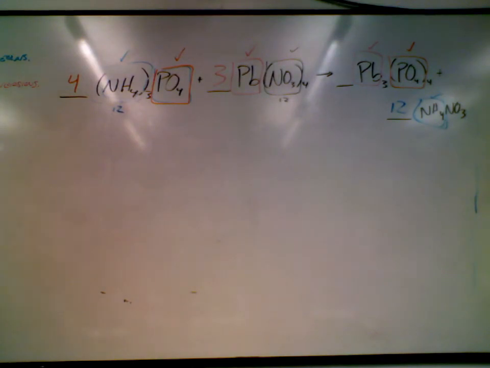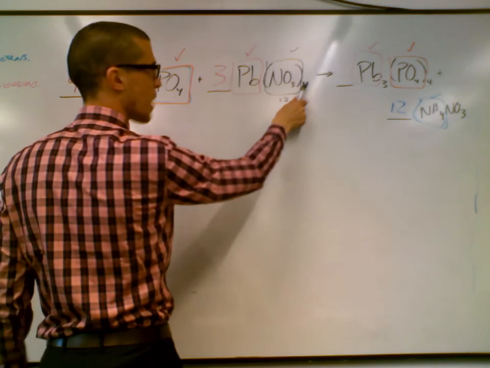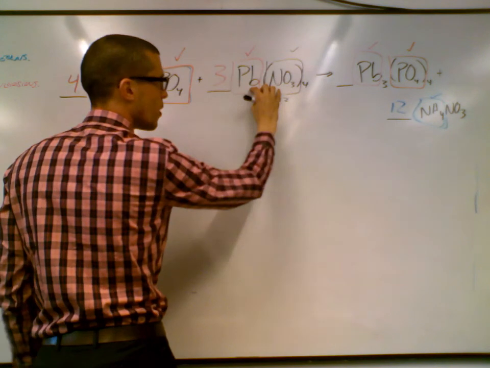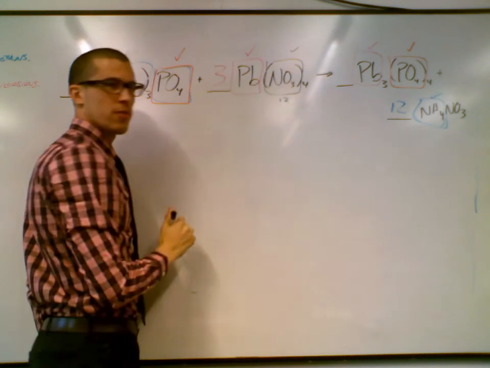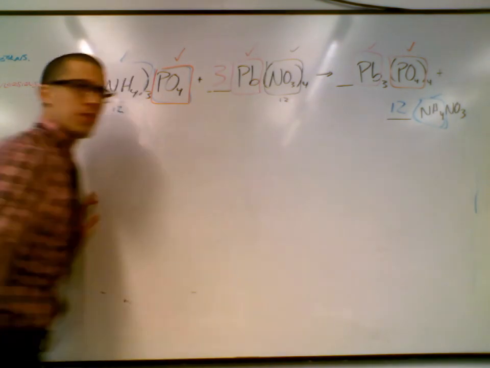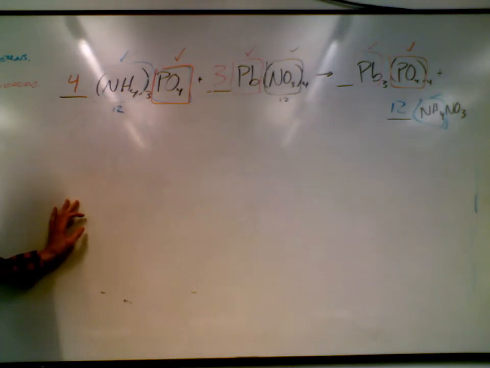So what about the 4s that are on the outside? The 4 is on the outside right here. Now you multiply it. So that means there's 4 of those NO3s in this molecule, but there are 3 molecules. So overall, there are 4 times 3, 12 NO3s.